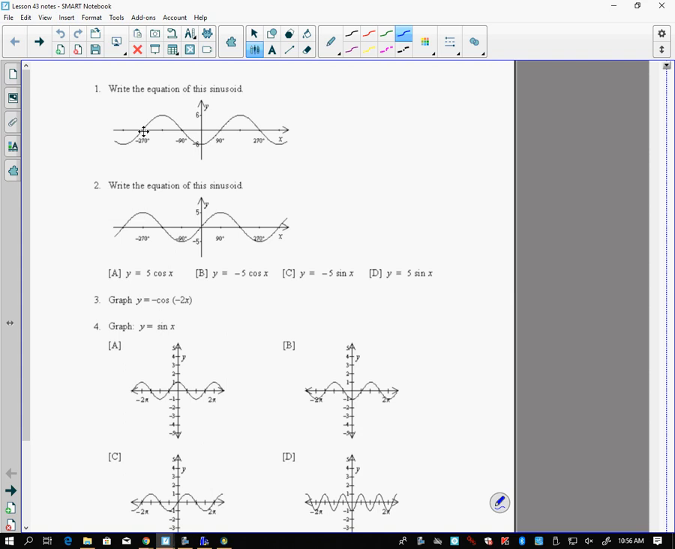Algebra 3, this is lesson 43. We're going to talk about periodic functions and graphs of sine and cosine theta waves. Okay? We're going to look in our book a good little bit here so that you understand.